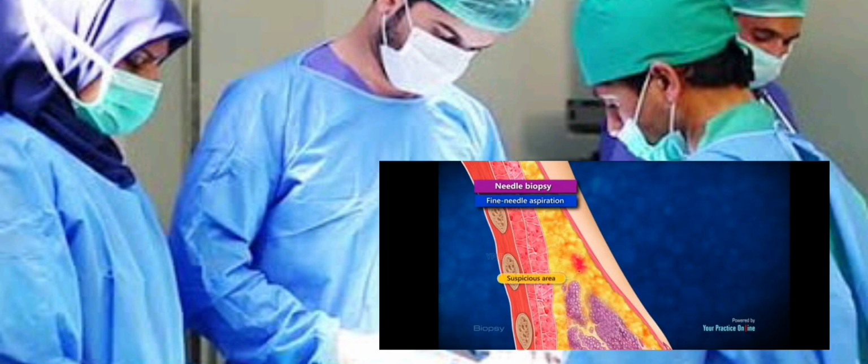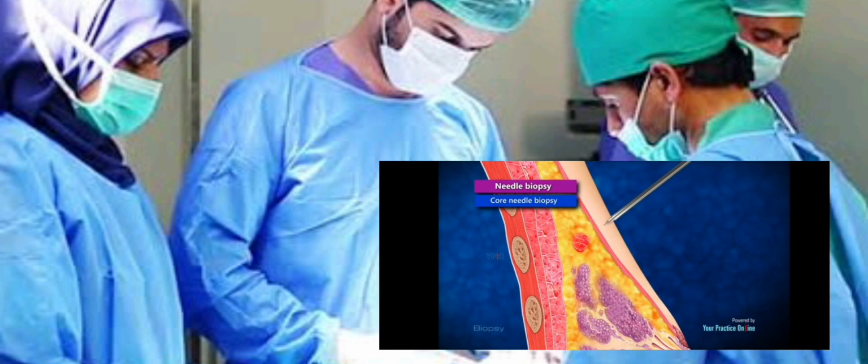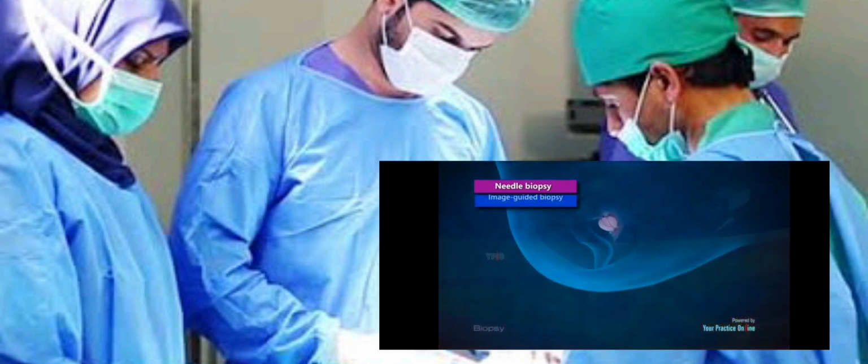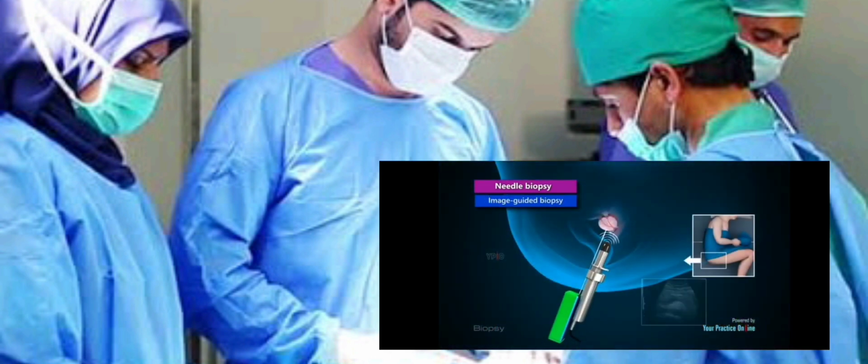A long, thin needle is used to draw fluid and cells from the suspicious area into a syringe. Core needle biopsy involves using a larger diameter needle with a cutting tip to remove a column of tissue. Vacuum-assisted biopsy uses a needle connected to a suction device to extract cells from the area of abnormality. Image-guided biopsy combines a needle biopsy with an imaging procedure.